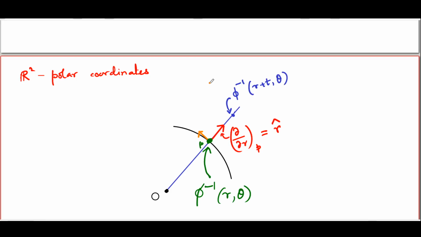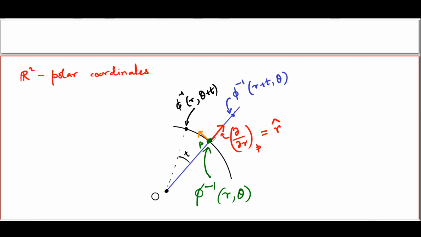Now what about the second coordinate curve in this case? Here you're going to change theta and not change r. So a typical point would be somewhere here, moving on a circular arc of radius r, and this is the point which is the pre-image of r, theta plus t. So geometrically, of course, this is a point on the circular arc of radius r centered at the origin, such that this particular angle here is given by t.